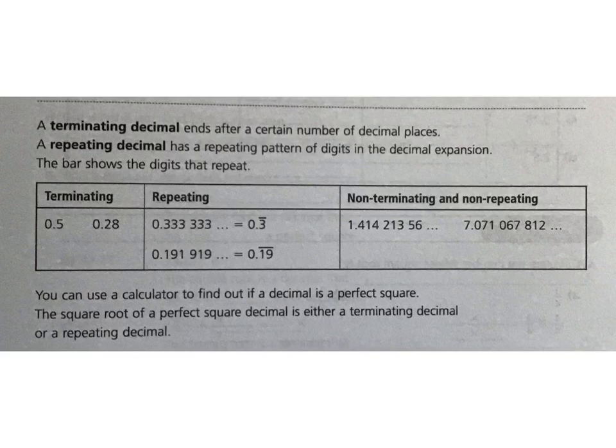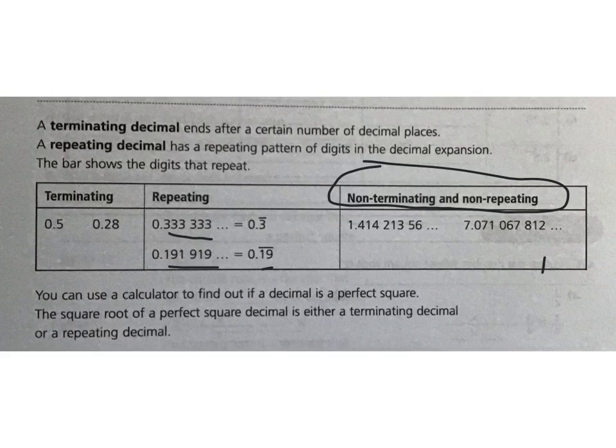So terminating: 0.5, 0.28 is terminating. Repeating, we can see the 3's repeat here for that one. This one, the 1 and the 9 repeat, so we can write it with the bar on the top there. But then there's the special category of non-terminating, non-repeating. You can see the dot, dot, dot, and that's where the numbers would go to the end of your calculator window because they keep going forever.